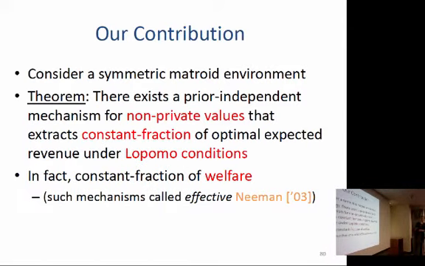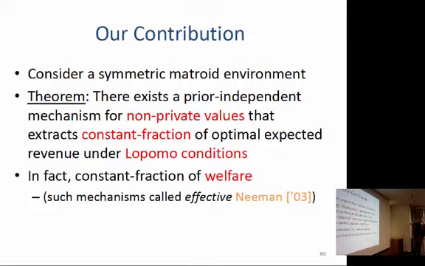Okay. So I can now state our contribution. We focus on a symmetric matroid environment. And what we show is that there exists a prior independent mechanism for non-private values. So it gets what we wanted, the constant fraction of optimal expected revenue, even though it doesn't know the distribution.